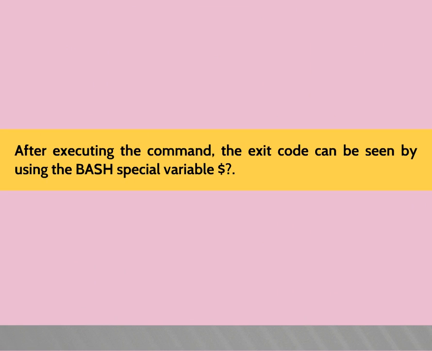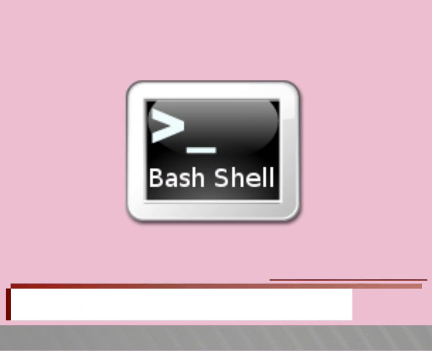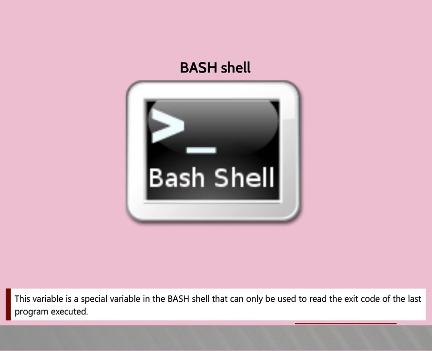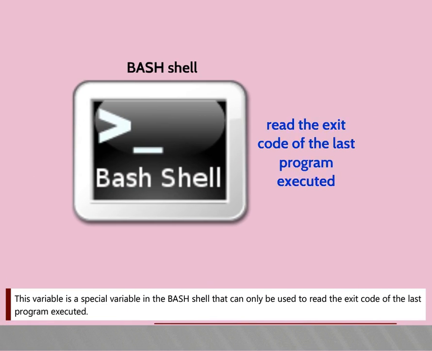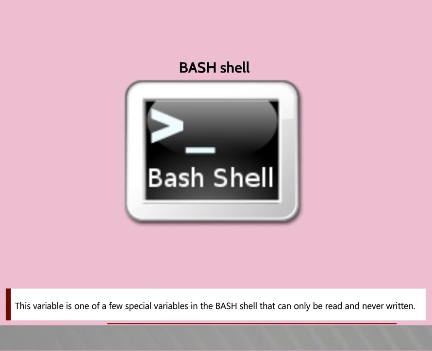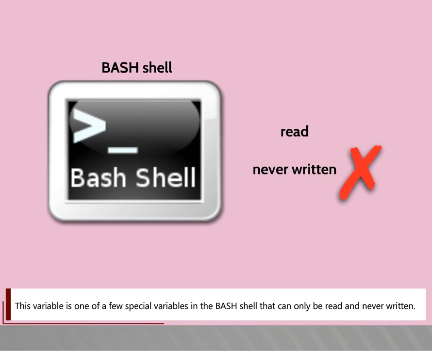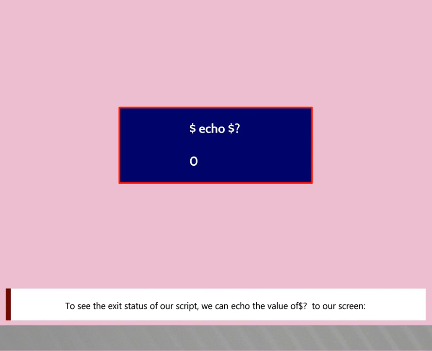After executing the command, the exit code can be seen by using the bash special variable $?. This variable is a special variable in the bash shell that can only be used to read the exit code of the last program executed. This variable is one of a few special variables in the bash shell that can only be read and never set. To see the exit status of our script, we can echo the value of $? to our screen.